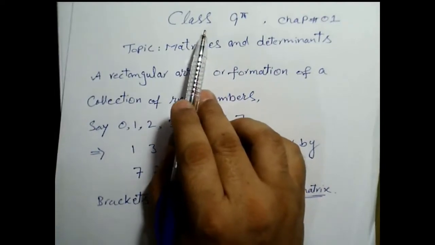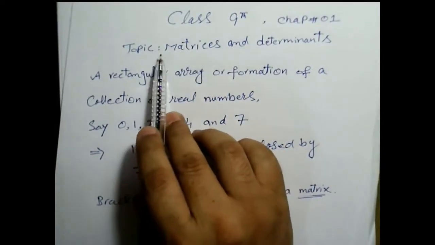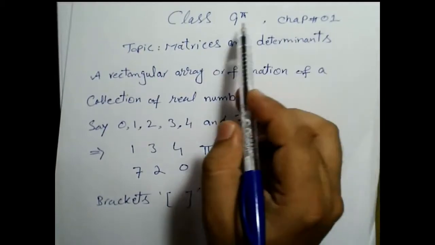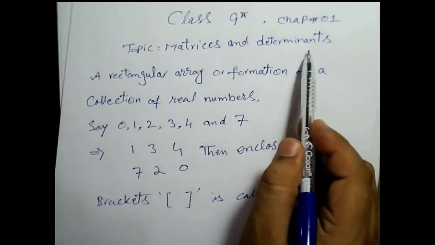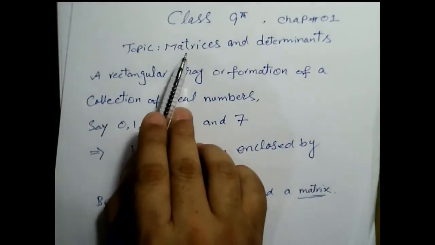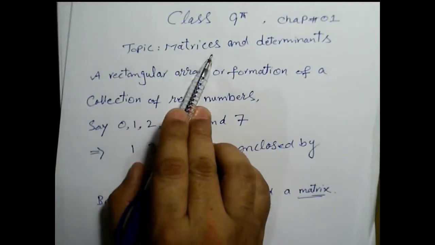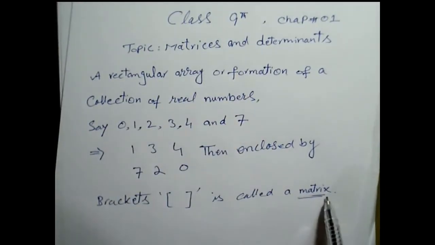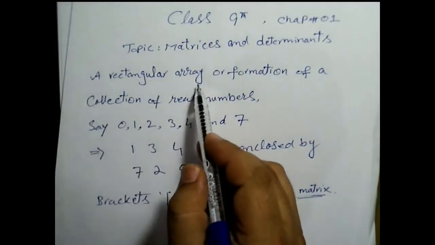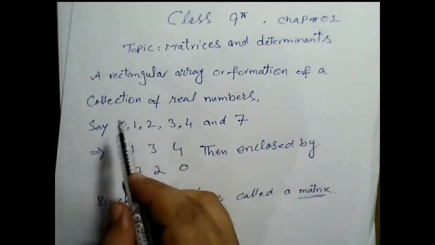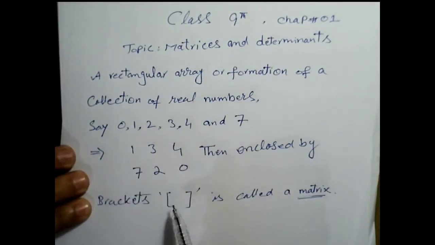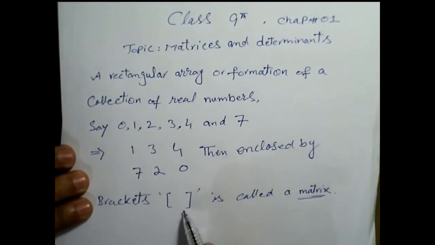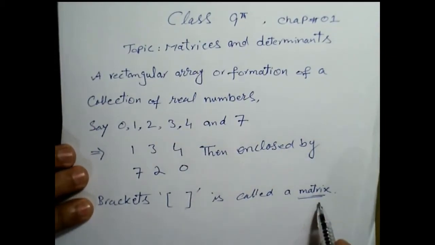Here we go. Our first topic from chapter 1 of class 9th will be matrices and determinants. Remember, matrices is the plural form of matrix. Now question, what is a matrix? A rectangular array or formation of a collection of real numbers, and we enclose them by these brackets, then that will be called a matrix.